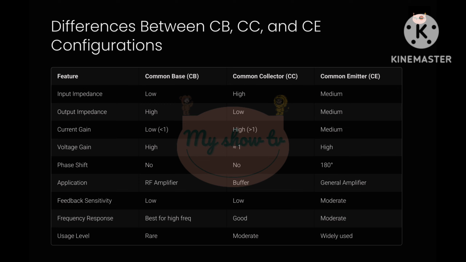Each configuration plays a key role based on requirements like gain, impedance, and signal phase. Choosing the correct configuration is essential for effective circuit design.